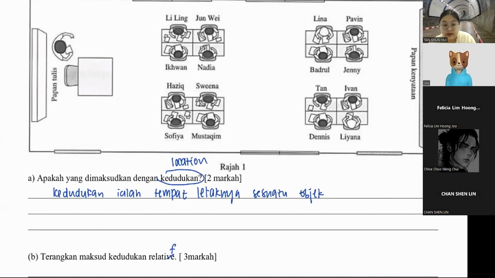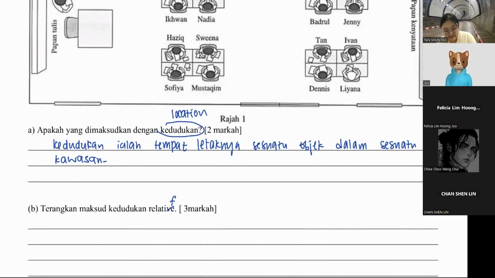Tempat letak sesuatu objek, a place, and where they are located, we call it kedudukan, right? Dalam sesuatu kawasan, in a place. This is the meaning. And then normally in kedudukan, you split into two things. The first thing you learn is to show the very, very simple direction, like you just tell me, okay, go to the left, go to the right, in front, behind. Okay, we call it kedudukan relatif.